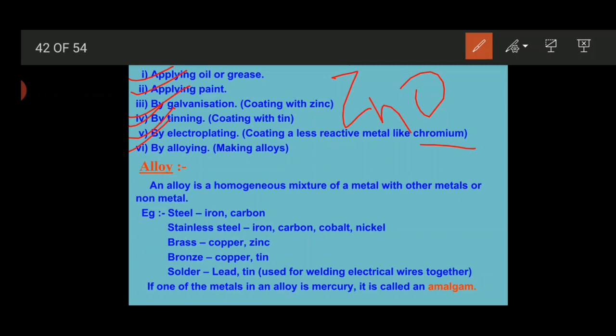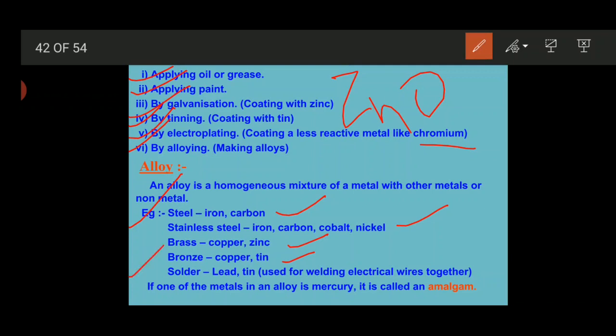An alloy is a homogeneous mixture of a metal with other metals or non-metals. How? Let's see. Steel is formed by the combination of iron and carbon. Stainless steel is formed by the combination of iron, carbon, chromium and nickel. Brass is formed from copper and zinc. Bronze is a combination of copper and tin.